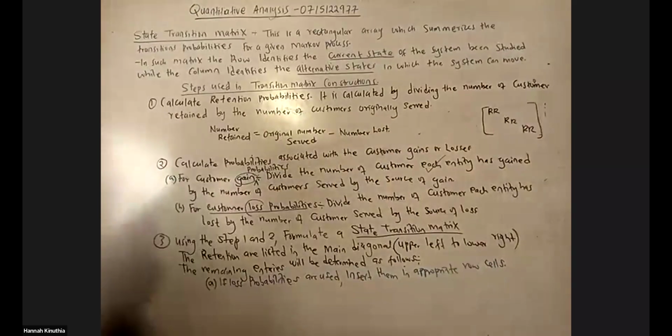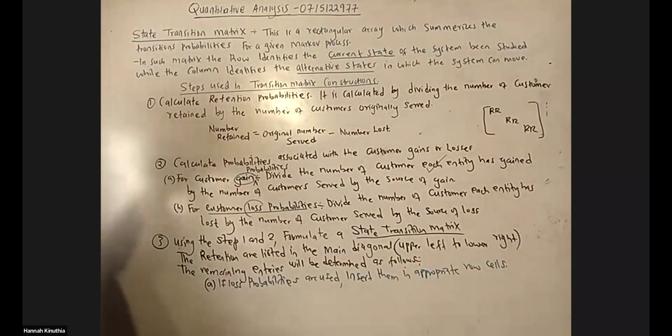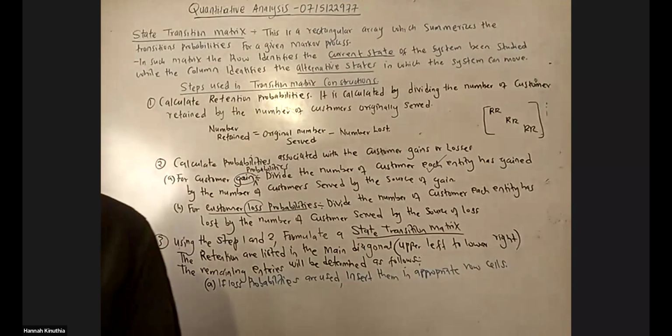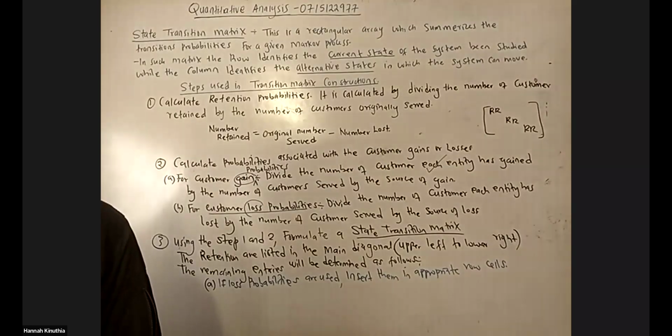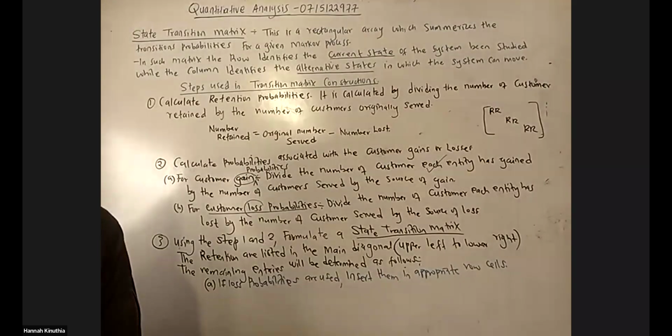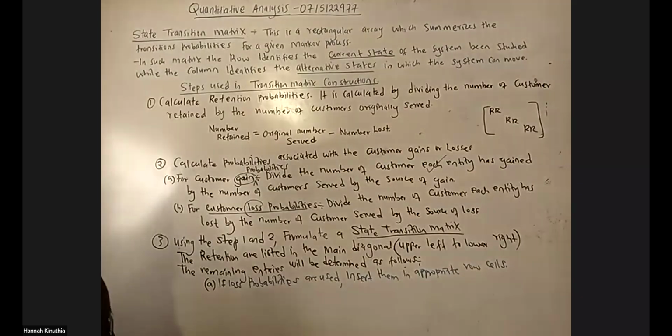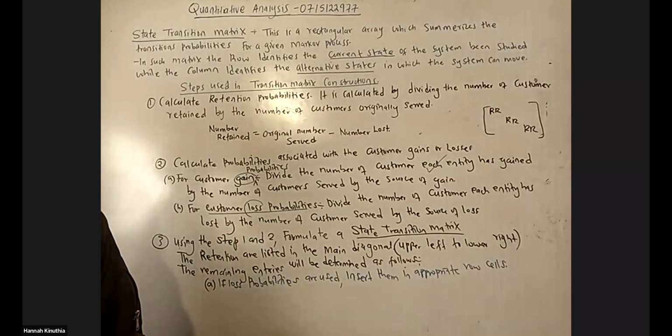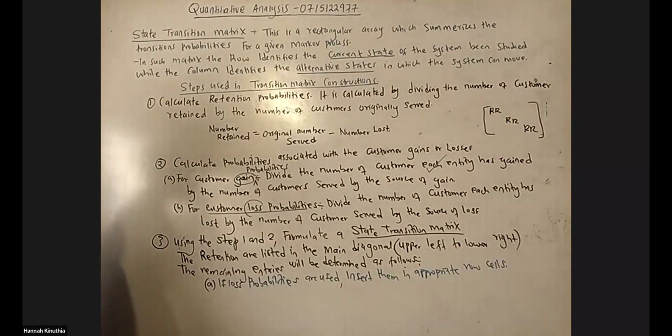So row, is it vertical or horizontal? Is it horizontal?